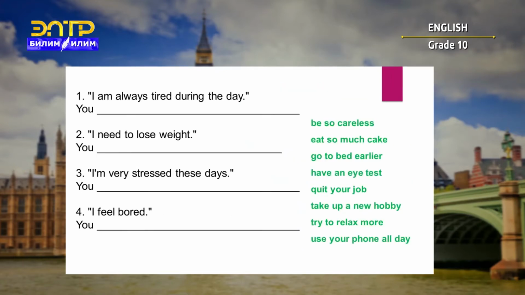Give your friend advice using should or shouldn't. Let me show you an example first. I'm always tired during the day. Well, my advice is, you should go to bed earlier. Do it on yourself first, then we'll check together.